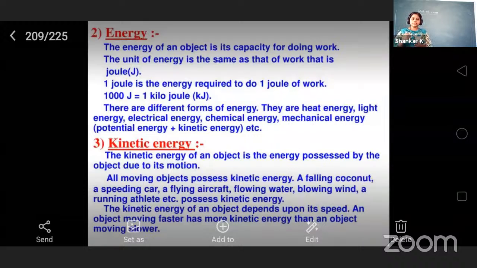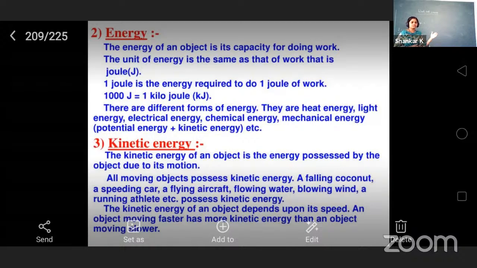The kinetic energy of an object is the energy produced by the object due to its motion. Here, the kinetic energy of an object depends upon its speed. You can see this in a falling coconut, a speeding car, a flying aircraft, flowing water; they all involve speed. An object moving faster has more kinetic energy.